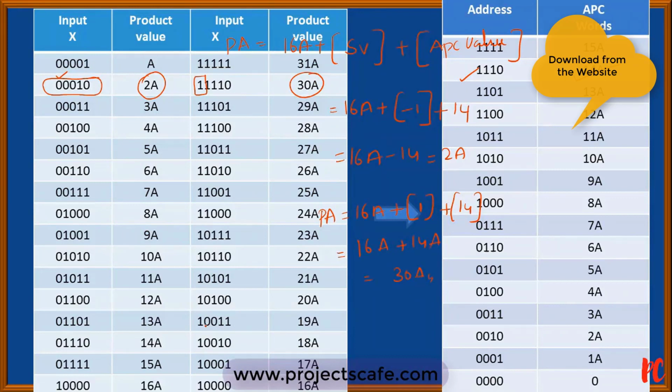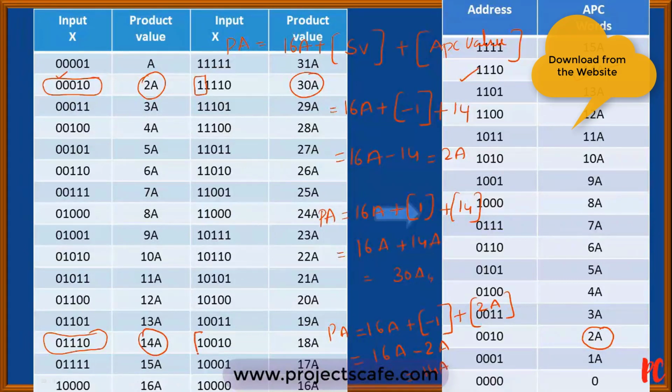Let me take one more example, this one. Here the MSB value is 0. Since the MSB is 0, the product value is 16A plus sign value, which will be minus 1, times the address value which I store, that is 2A. So I am retrieving 2A. The value will be 16A minus 2A, which is 14A. This is what I get.